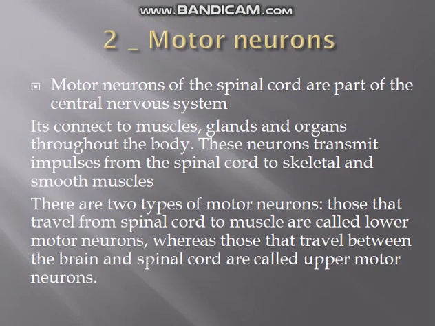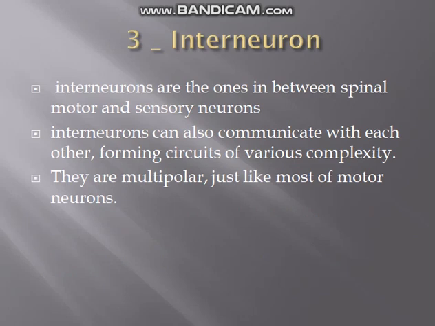2. Motor neurons. Motor neurons of the spinal cord are part of the central nervous system. They connect to muscles, glands and organs throughout the body. These neurons transmit impulses from the spinal cord to skeletal and smooth muscles. There are 2 types of motor neurons. Those that travel from spinal cord to muscle are called lower motor neurons, whereas those that travel between the brain and spinal cord are called upper motor neurons.